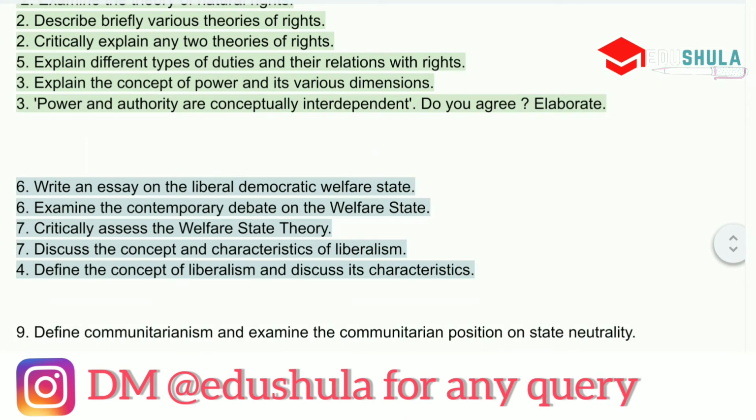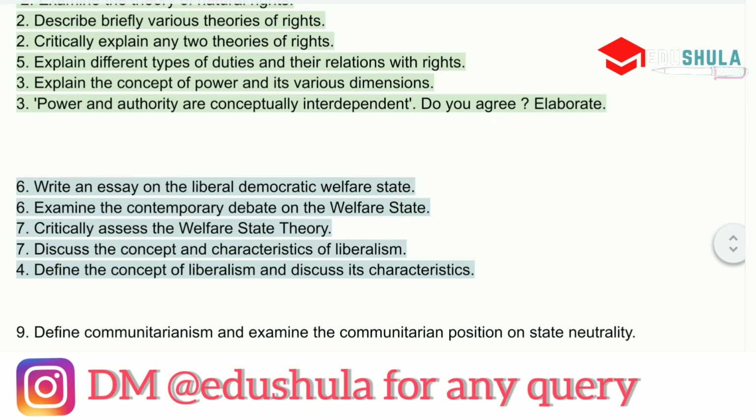Critically explain any two theories of rights. Explain different types of duties and their relations with rights. Explain the concept of power and its various dimensions. Power and authority are conceptually interdependent. Do you agree? Elaborate.